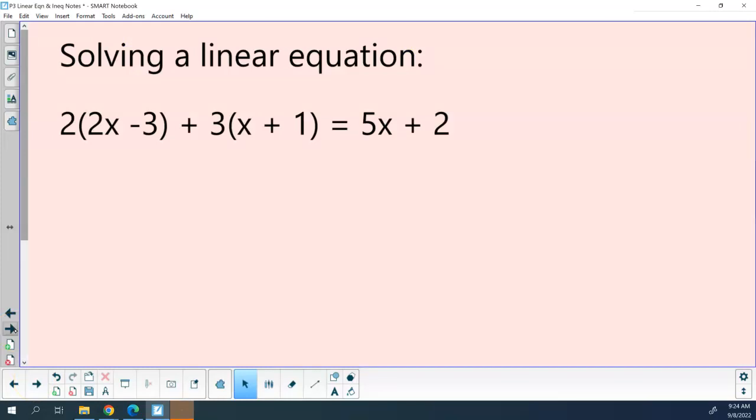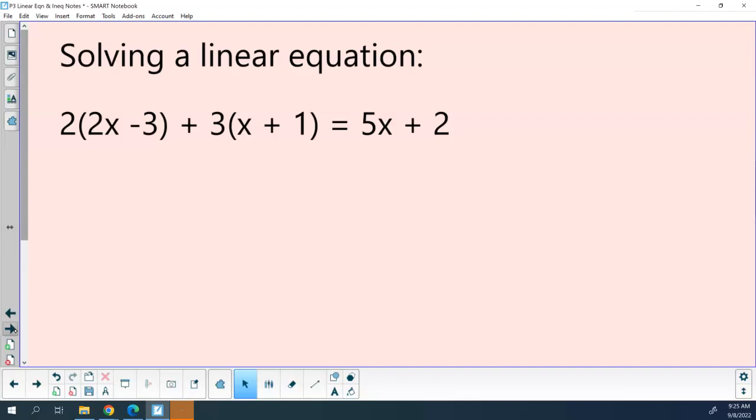All right. You've done algebra before. Let's do this one together. 2 times the quantity, so I'm going to read this how it should be read: 2 times the quantity 2x minus 3, plus 3 times the quantity x plus 1, equals 5x plus 2.